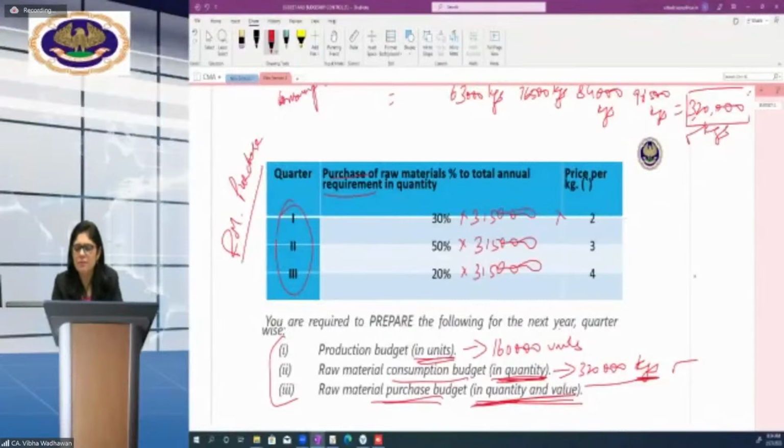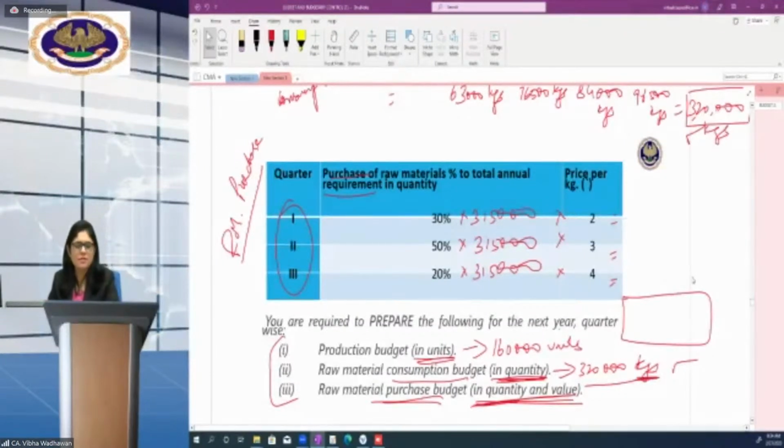And the purchase price per kg is given. You will get the raw material purchase value and hereby the total raw material purchase cost. So can I have the raw material purchase value for the first quarter? Out of 3,15,000, 30% will be purchased in the first quarter. So 94,500 into 2. It should be 1,89,000.